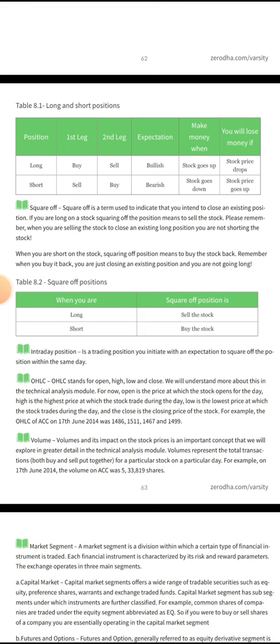Volumes and its impact. Volumes and their impact on stock prices is an important concept that we will explore in greater detail in the technical analysis module. Volumes represent the total transactions, both buy and sell put together, for a particular stock on a particular day. For example, on 17th June 2014, the volume on ACC was 5,33,819 shares.